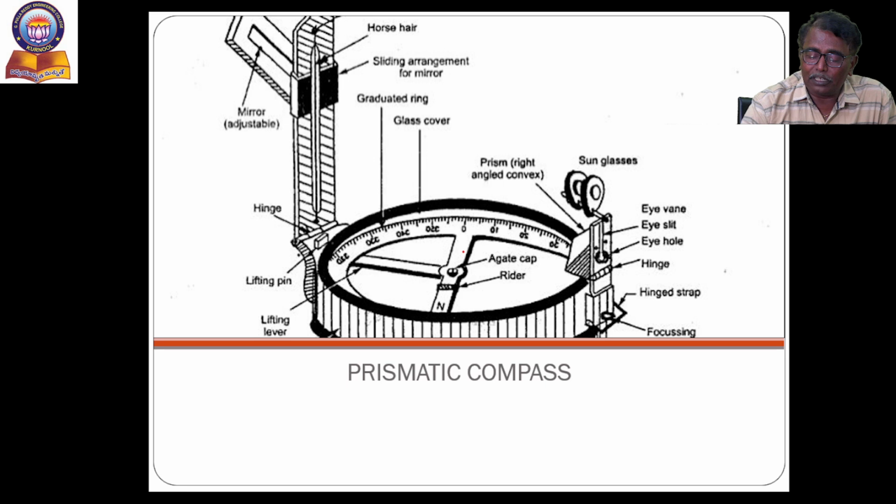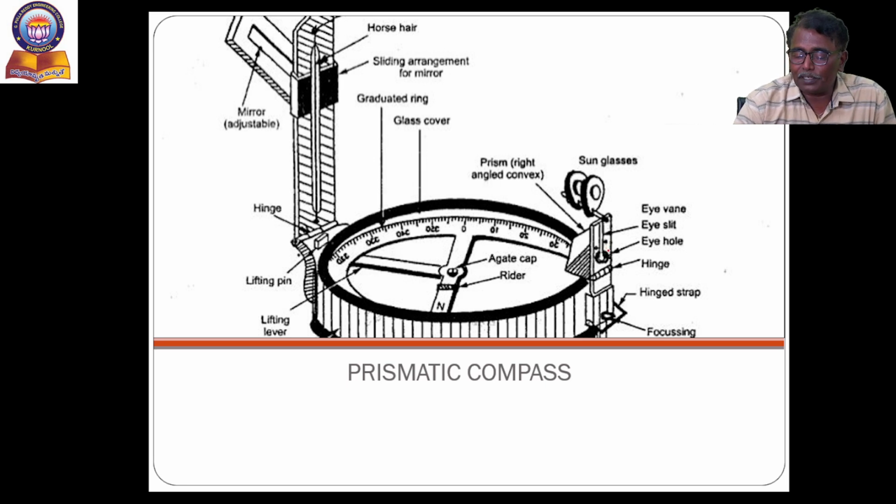graduated ring away from the pivot, that is the center point, then a hinge is provided, and a lifting pin is provided. By pressing this lifting pin, the lifting lever operates, and this graduated ring is attached to the glass cover, which is provided over the surface. And on one end, an eyepiece is provided.